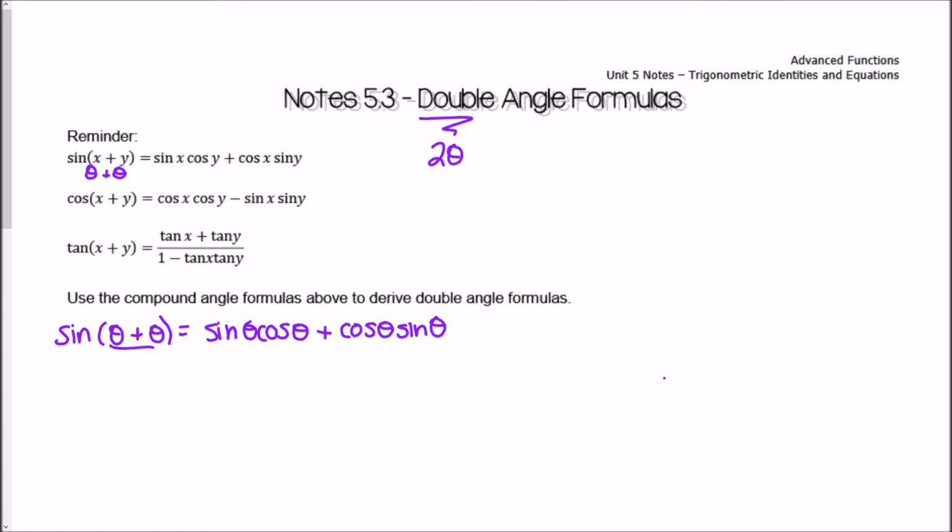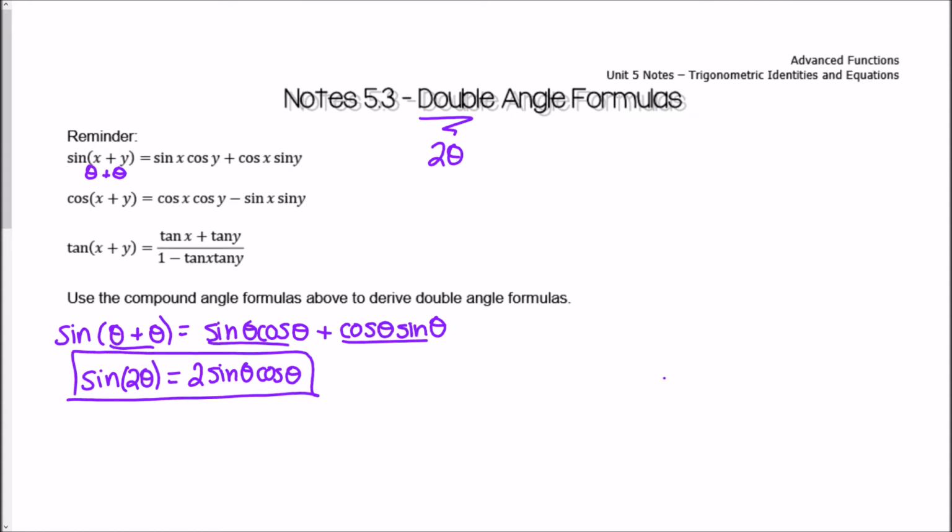And if you notice here, theta plus theta means 2 theta. So I get sine of 2 theta is equal to, and here we've got sine theta cosine theta, and here we have cosine theta sine theta, they're the exact same thing. So we can just say it's simply 2 sine theta cosine theta. And we just derived a formula for our double angle for sine. Okay? All right, now let's do the same thing for cosine.